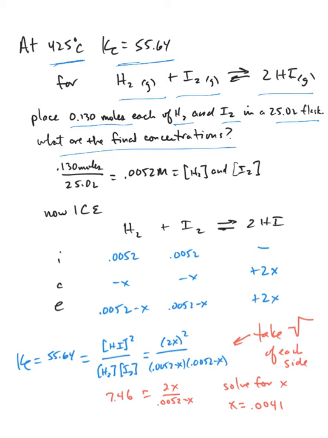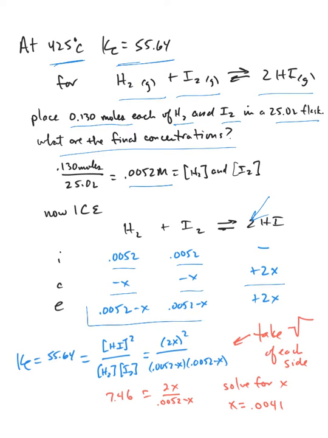There may be some problems later in the semester where you do moles, but for now we're going to do molarity. So I did 0.130 moles divided by 25 liters. I got 0.0052 molar, and so those were my two initial concentrations. Again, the stoichiometry is easy, so you just do minus x, and then plus 2x. Don't forget, because of that 2, you need to do plus 2x.